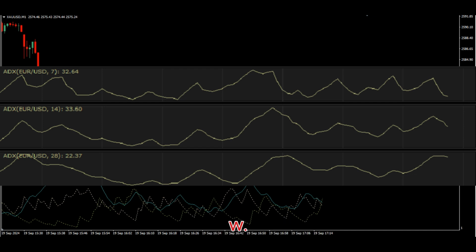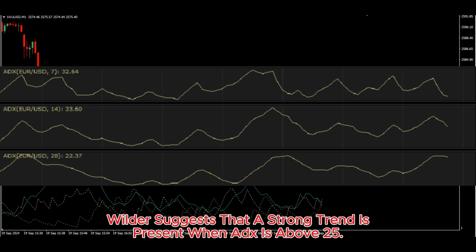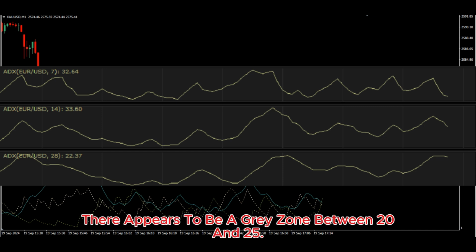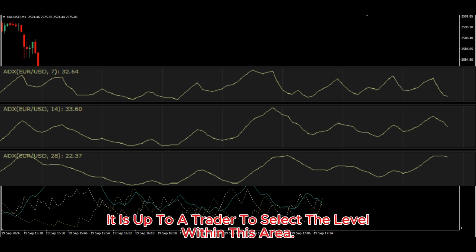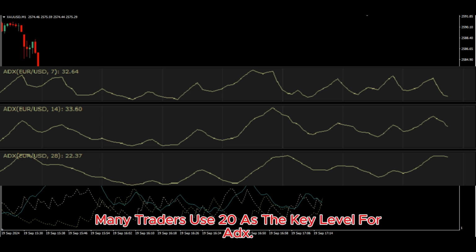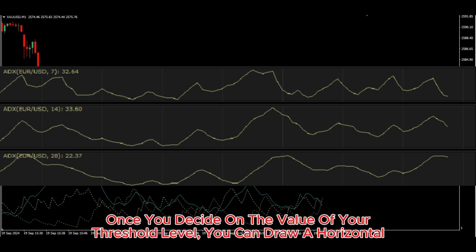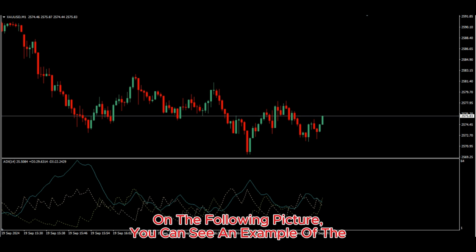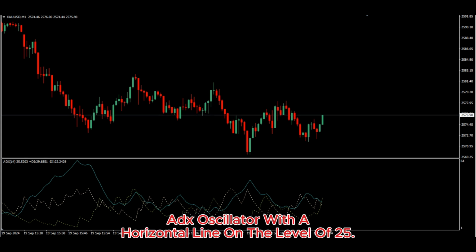W. Wilder suggests that a strong trend is present when ADX is above 25, and no trend is present when it is below 20. There appears to be a gray zone between 20 and 25. It is up to a trader to select the level within this area. Many traders use 20 as the key level for ADX. Once you decide on the value of your threshold level, you can draw a horizontal line to keep it visible on the chart permanently. On the following picture, you can see an example of the ADX oscillator with a horizontal line on the level of 25.